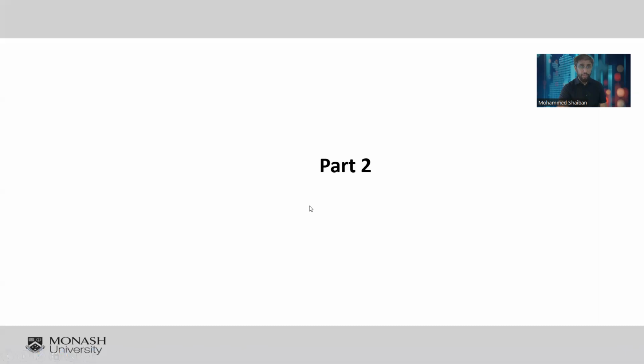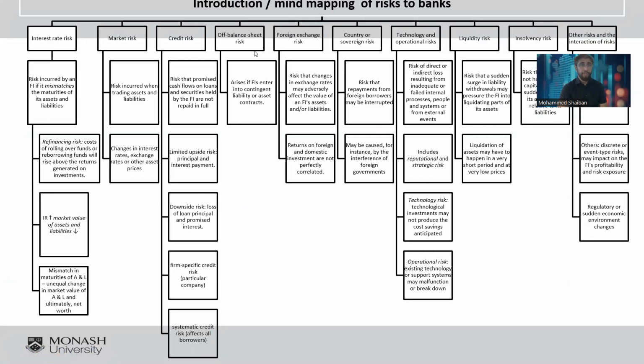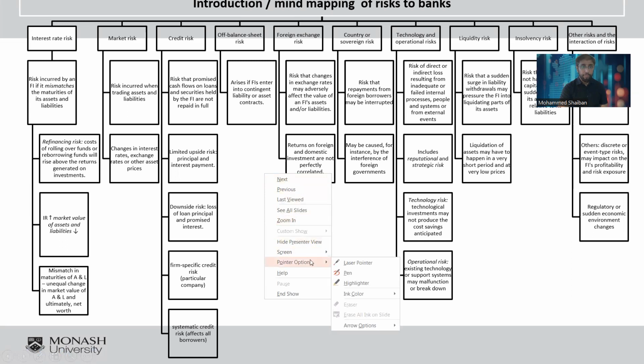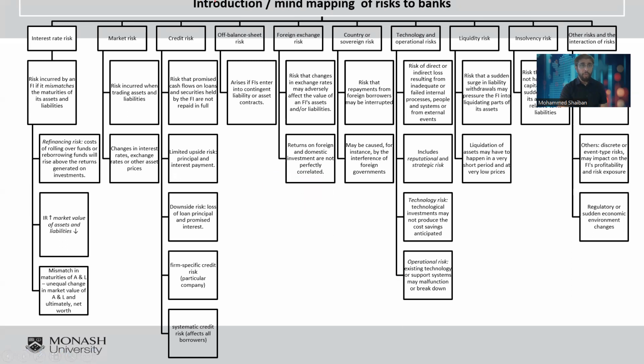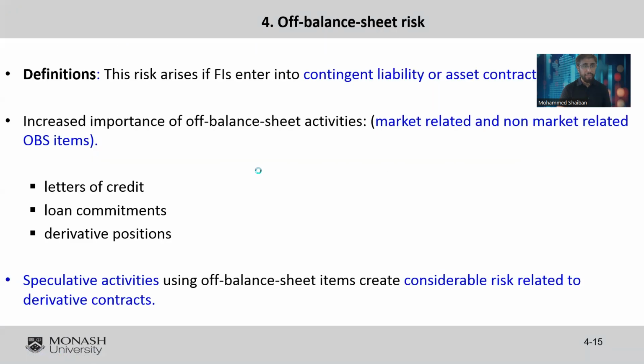Now, if you allow me to share, this is part 2, and we are actually talking about the following risks. We are covering in this part the off-balance sheet risk, foreign exchange risk, country risk, and the technology risk. We already finished with interest rate risk, market risk, and credit risk. Now let's talk about off-balance sheet risk.